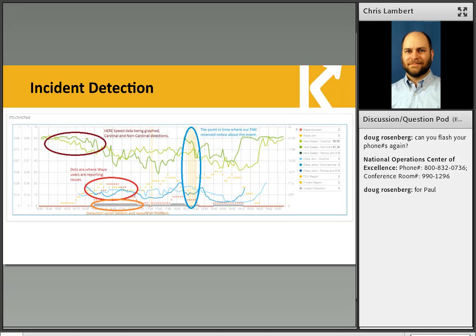And then the shaded yellow background area that I've circled in blue is when our traffic management center was notified about the event. So you can see the lapse in time between the time that we were able to actually detect the incident versus the time that it was actually reported to our agency.